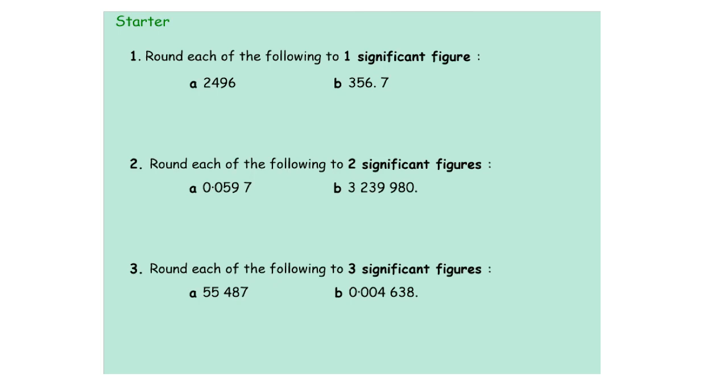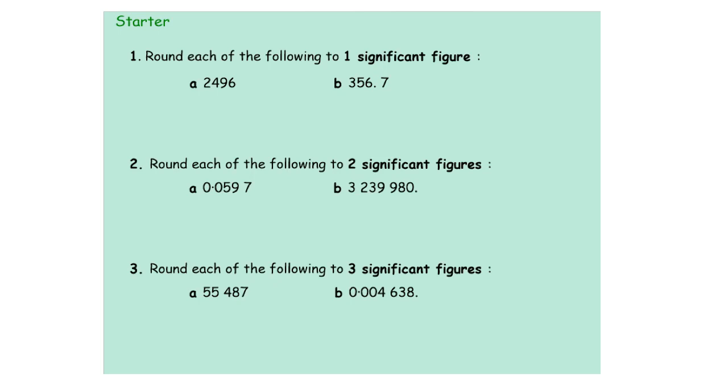Okay, so the answer should be for 1a to one significant figure, we should be getting 2,000. Because we need to put the zeros in for the 4, 9 and 6. For b to one significant figure, that's going to be 400, and we don't need to put a 0 on there. If you've put 400.0, then technically you're still right, but there's no point in putting the 0 on the end, really.